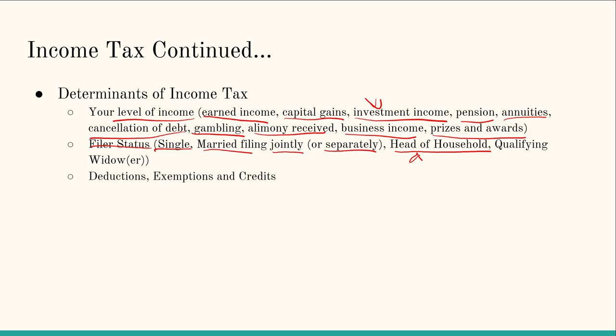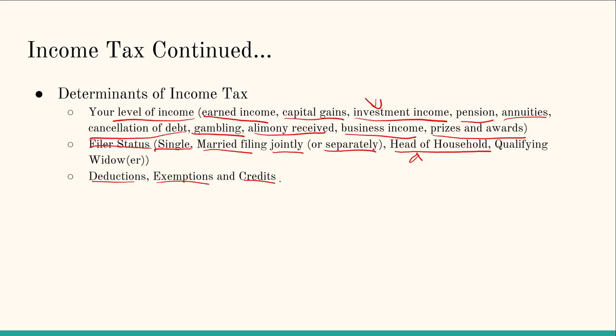So deductions, exemptions, and credits. We're going to talk about that in a little more detail. But basically, these are ways that you can reduce your income tax liability, by saying, okay, I earned $50,000, but I have certain expenses that I paid during the year that are, as per tax law, able to be subtracted from that $50,000 so I don't have to pay tax on that.